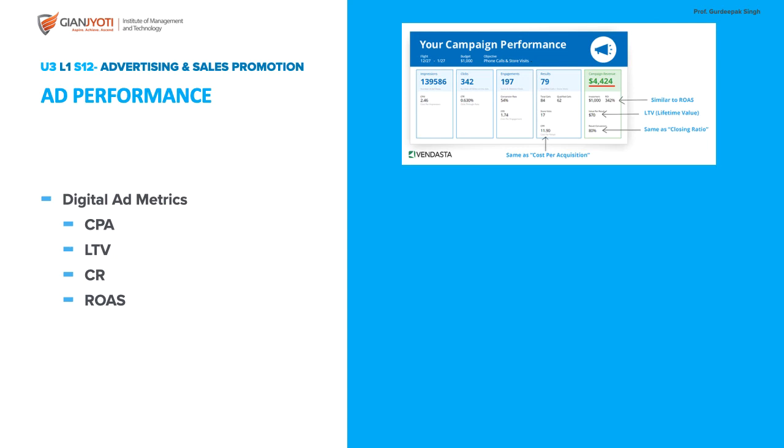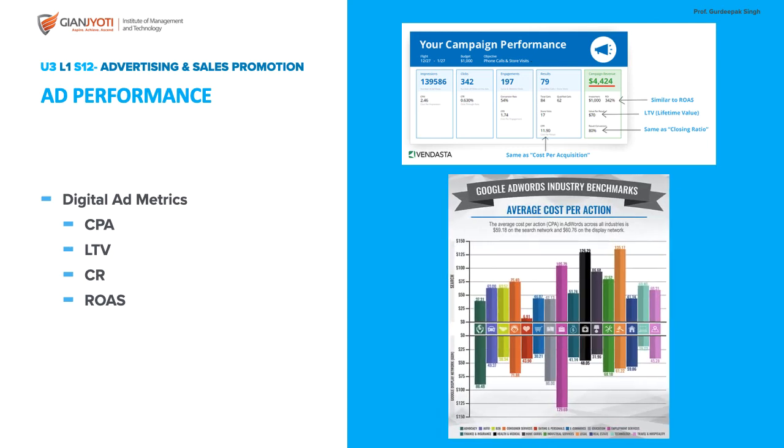So this is your campaign revenue which has come out. LTV, this is the lifetime value. This is the closing ratio, and this is CPA, that is cost per acquisition. So you get all these figures through these ad managers.